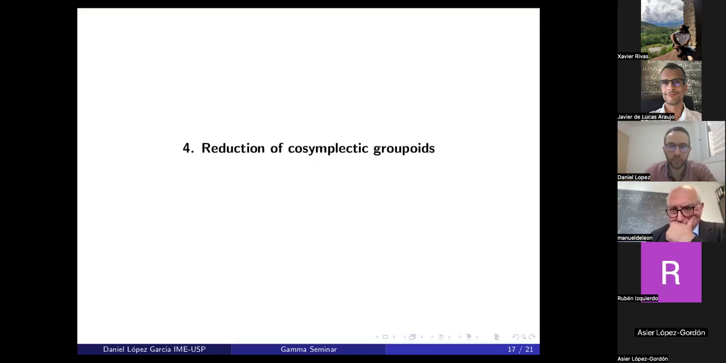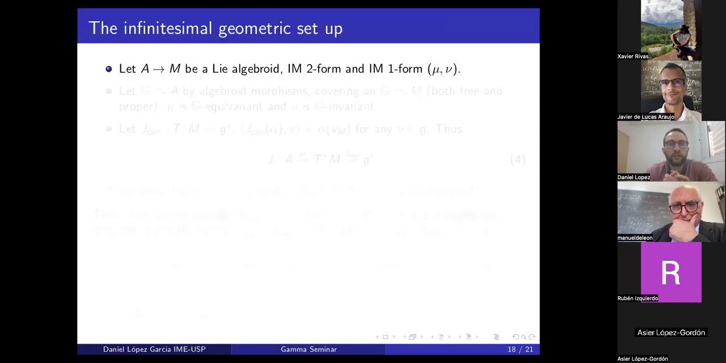So now I'm going to finish this talk by talking about the result that we obtained here. Let me consider the infinitesimal geometric consideration that we do. We start with a Lie algebroid with an IM 2-form and IM 1-form, mu and nu. And I suppose that this form satisfies the equation that I said before, the equation 1, 2, 3.